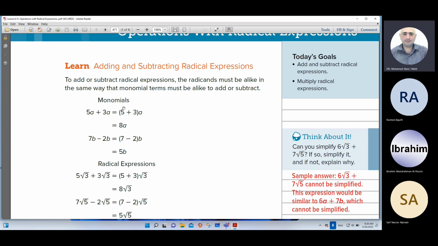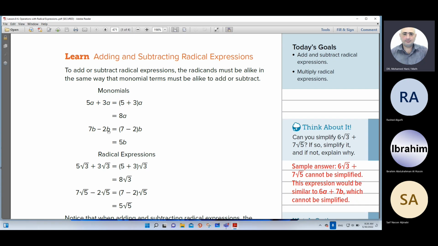The same way that monomial terms must be like to add or subtract. If you have monomials 5a plus 3a, you can write 5 plus 3 and write the same variable, because here you have a and here you have a, and the answer will be 8a. And if you have 7b minus 2b, as you see here you have b and here you have b, you can add or subtract if you have the same variable, as you remember in the monomials. So you can write 7 minus 2 and put the same variable, then 7 minus 2 equals 5b.